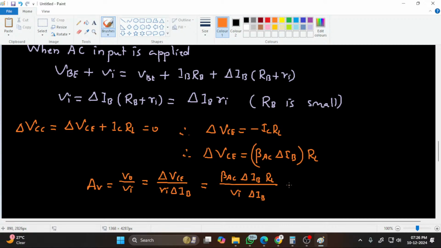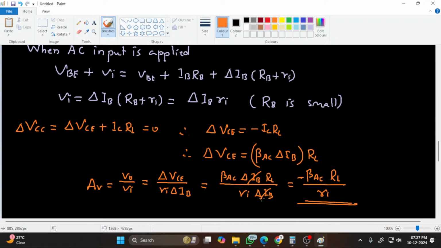Again, VI can be written as RI into delta IB, delta IB cancels, and finally we get voltage gain equal to beta AC into RL divided by RI. Here the negative sign indicates that output voltage and input voltage are out of phase.